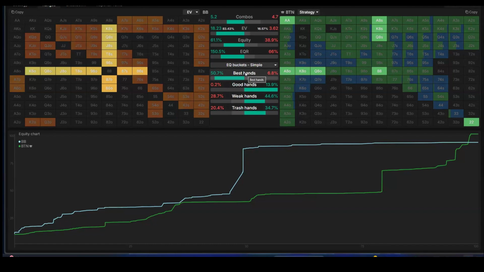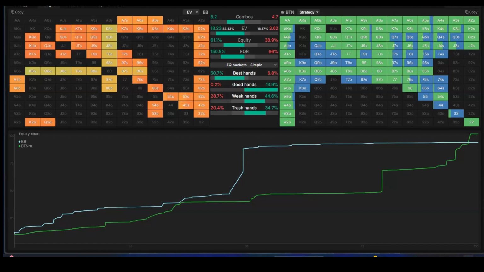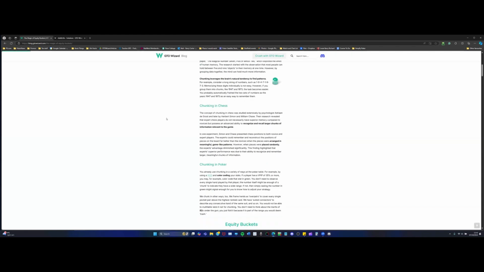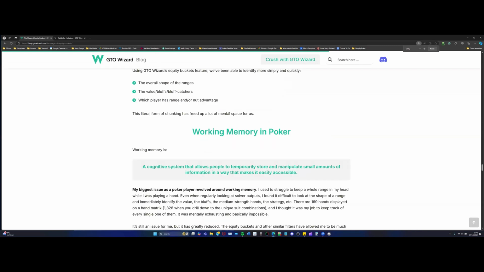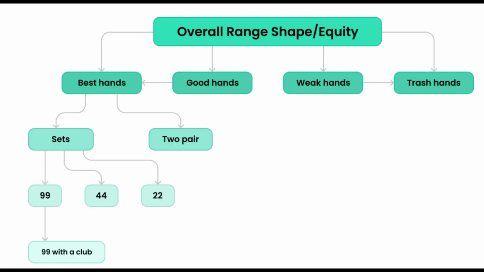What do you do with your best hands? What do you do with your good hands, which tend to be one pair type of hands? What are you doing with your weak hands? And what are you doing with your trash? And then I actually wrote something for GTO Wizard. I presume they won't mind me sharing this. This image here is how I simplified my strategy when I was putting people on ranges.